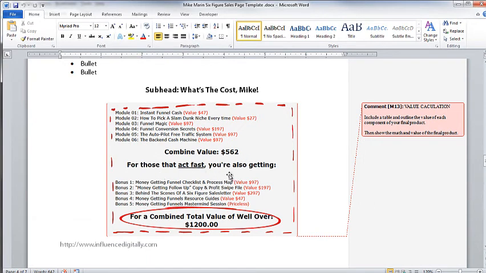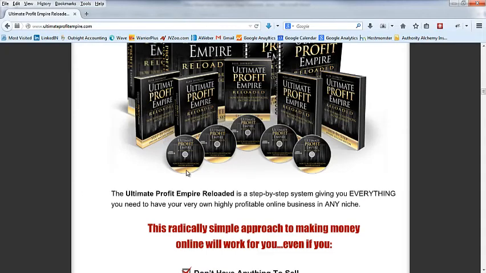Combined value, whatever. For those who act fast, you're also getting the money getting funnel checklist and process map. Money getting funnel copy and profit swipe file. See how benefit, instead of just saying you're getting behind the scenes of a six-figure sales letter. And that's adding up the value. So we're starting the value calculation. So if we go back, getting kind of ahead of you.